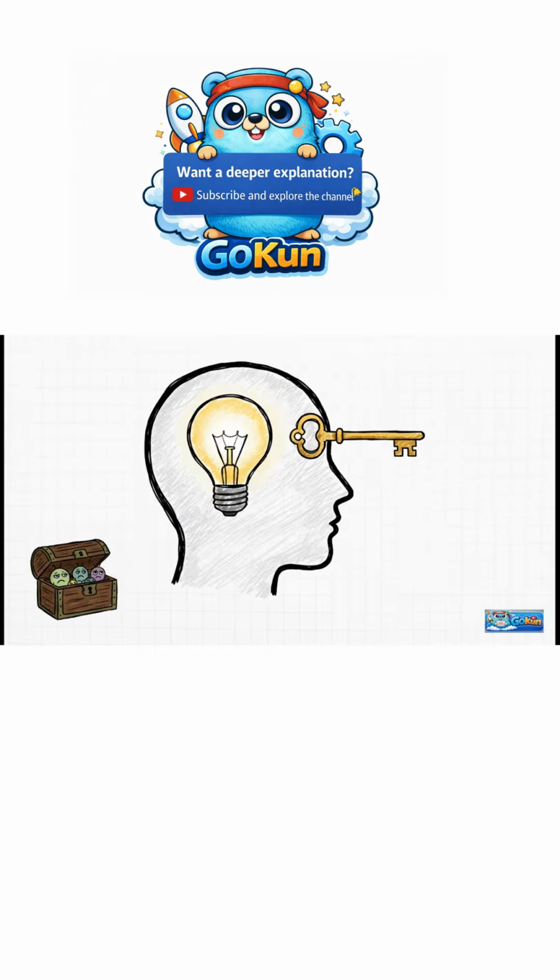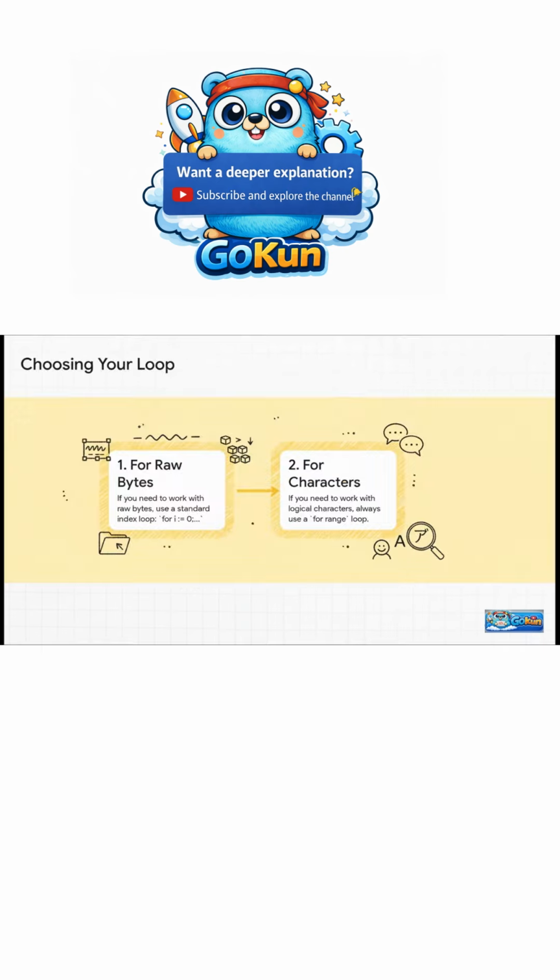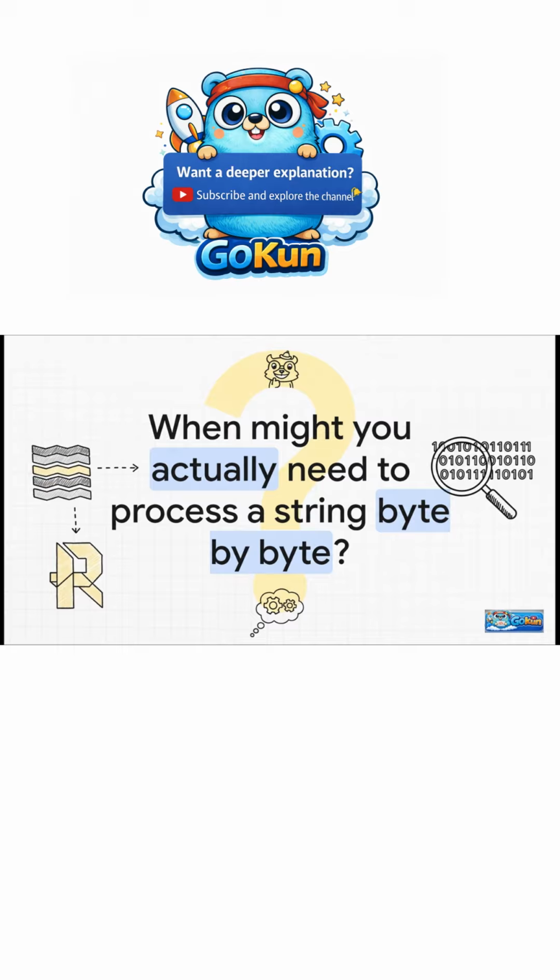Okay, so this all boils down to one simple mental model for handling strings in Go. If you remember this one thing, you'll never run into this bug again. And here it is. It's a simple choice. If you need to work with raw bytes, like you're dealing with network protocols or raw file data, then yeah, use a standard index loop. But if you want to work with the logical characters, the things that we humans actually read, you always use a for-range loop. Period.